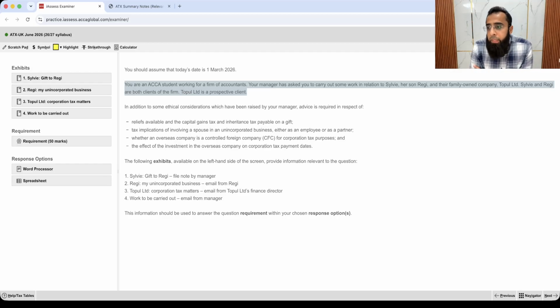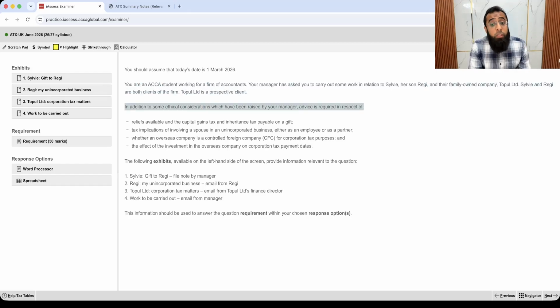Topul Ltd. Sylvie and Regi are both clients of the firm. Topul Ltd is a prospective client. In addition to some ethical considerations which have been raised by your manager, advice is required in respect of the following. If you remember, I have given you a complete document for the requirement of ethics. I'll refer to it during the class discussion also when we do that requirement, because in the examination you have easy 5 marks relating to ethics.